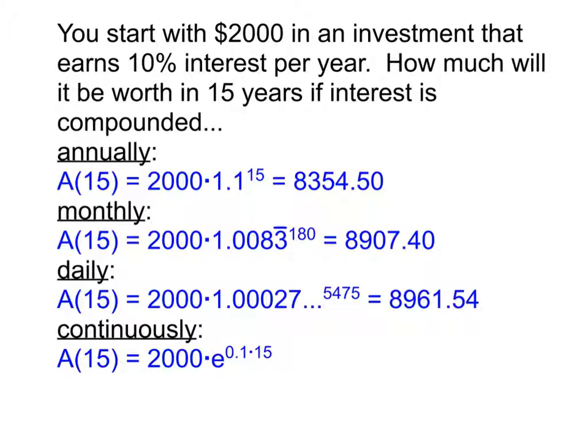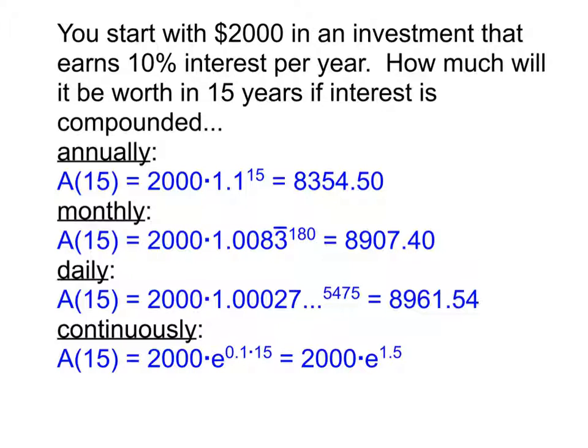So now that I have my formula, I can start looking at how I would calculate it. Well, the first thing I'd want to do is figure out what this exponent equals. What is 0.1 times 15 going to give me? Thankfully, that's a nice pretty number. It's just 1.5. So I now have 2,000 times e to the 1.5.